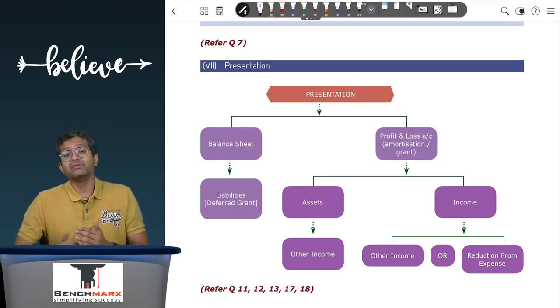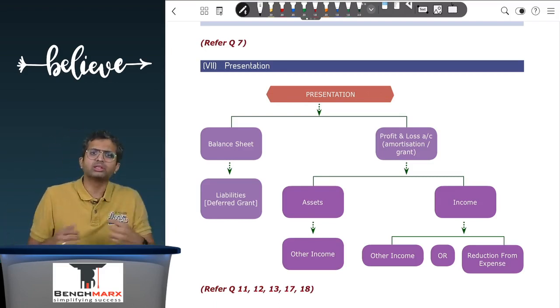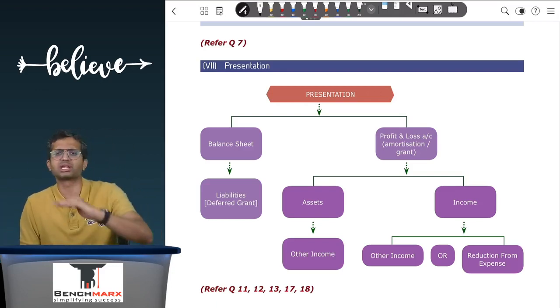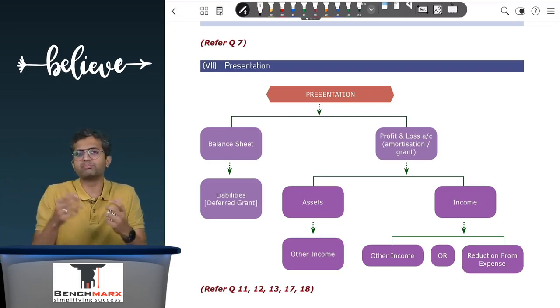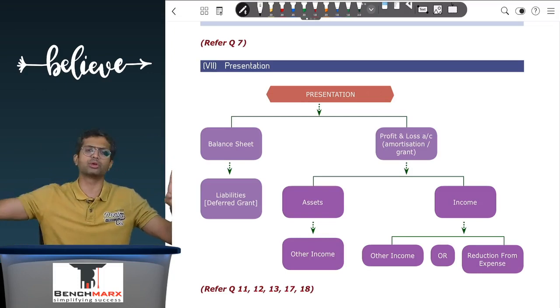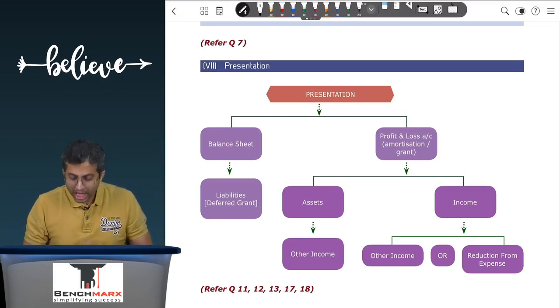On the other hand, if it is a grant linked to income, then the grant which is amortized can either be shown in the other income section, or it can be reduced from the corresponding expenses. Like the training expenses may be 100 and the grant for them may be 60, then 100 minus 60, net 40 can be shown, or 100 of training expenses and 60 of other income can be shown. So this kind of gives you a general overview about grants.